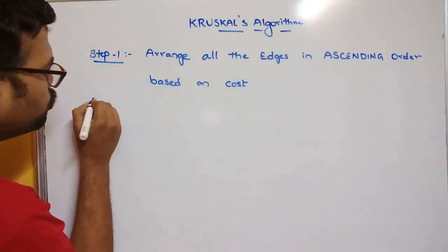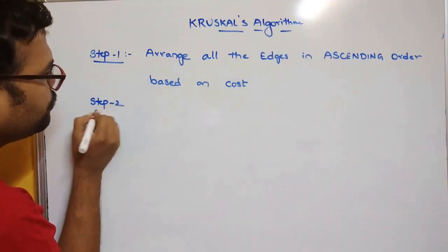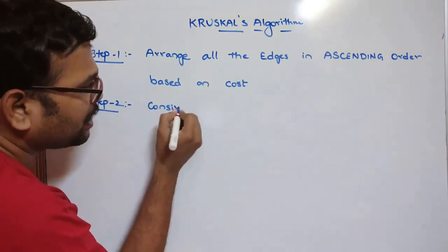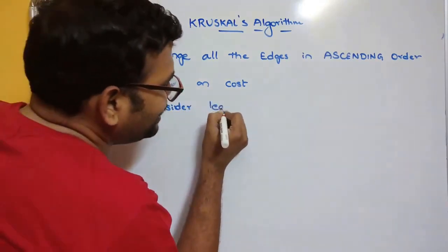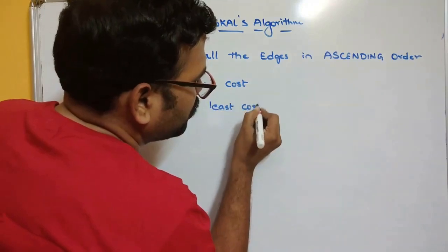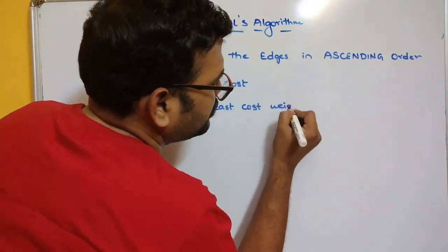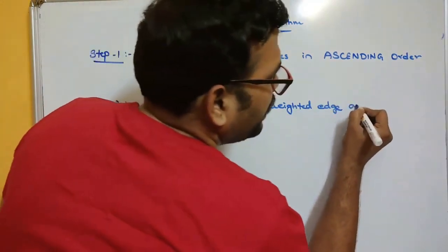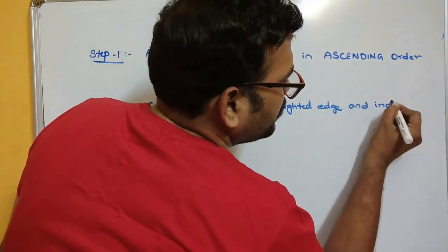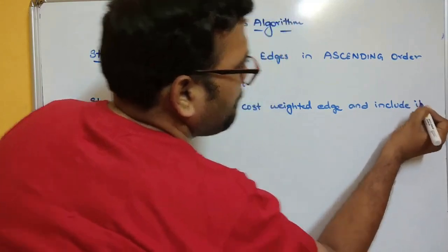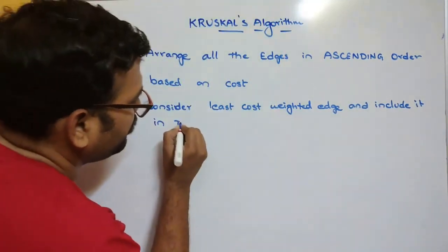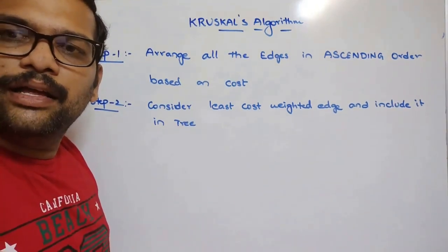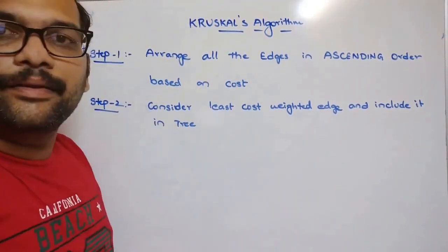And then step 2, consider the least cost weighted edge and include it in the tree. So consider one by one and just include that in the tree.